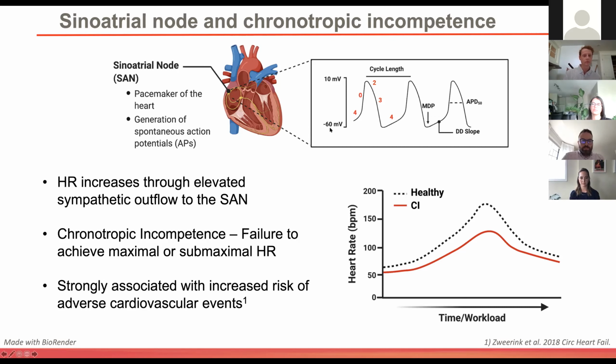Now, in some conditions, such as hypertensive heart disease and heart failure, individuals are not able to achieve a maximal or submaximal heart rate, causing reduced exercise capacity. So here we can see as time and workload increase, those with chronotropic incompetence never reach the same as their healthy counterparts. This is strongly associated with an increased risk of death in this population. Despite this, little is known about the mechanisms for chronotropic incompetence in the setting of hypertensive heart disease.